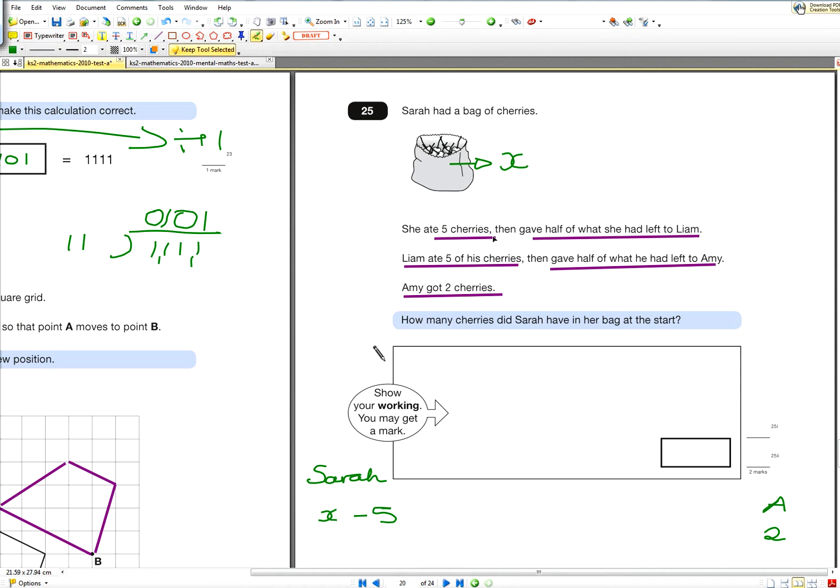And she goes there, she ate 5 cherries, then gave half of what she had left to Liam. So she ate 5, and this was left, isn't it? And she gave half of that to him. Divide by 2. She gave half of them to him. Yeah? Okay. Liam ate 5 cherries. So this original value divided by 2, he ate 5 from that. And then he gave half of what he had left to Amy. And Amy had 2.